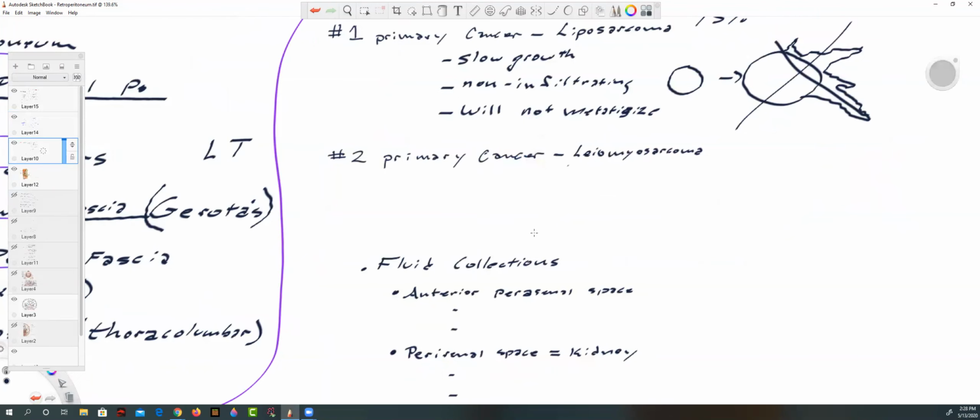And then we have the leiomyosarcoma. Obviously, if the other one's 95%, this is going to be somewhat less than 5% of the primary cancers. And this is a little worse. Leiomyosarcomas we could also get in the uterus, the GI, the IVC, and this one will have mets. So by the time you find it, it probably already has spread to other organs.